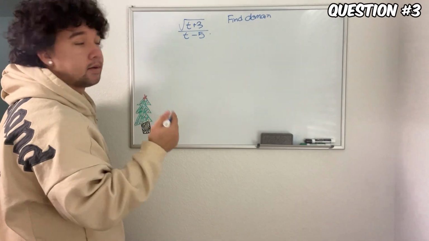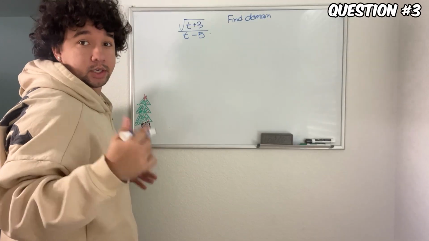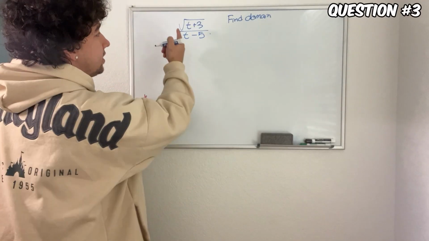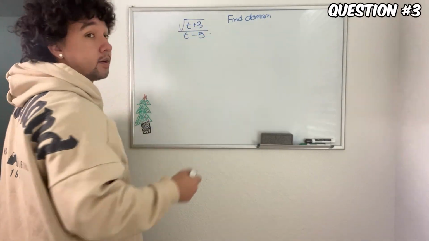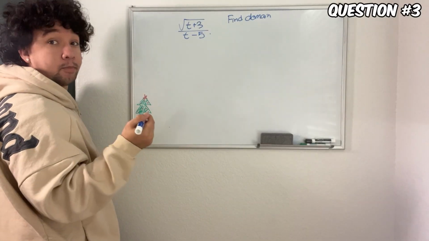In this case, it's t. But regardless, t cannot be anything that makes the denominator equal to 0. You can't divide by 0. And t can't be anything that makes the square root value negative. Can't have a negative number. In this case here, I'm just going to find both of those points.